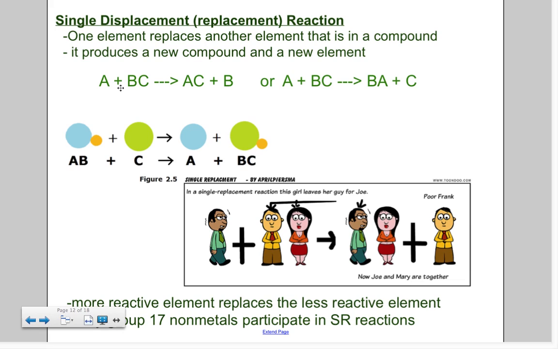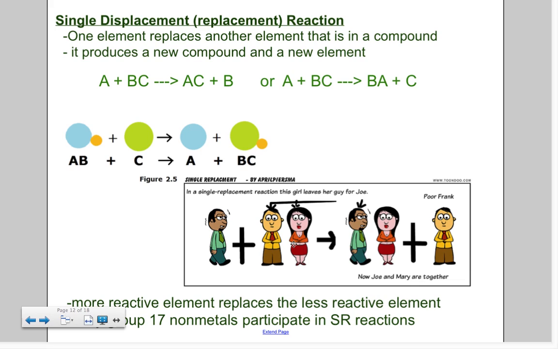So for example, A plus BC, if A is a metal, it trades places with the metal B, and so AC will combine with B. If A is a nonmetal, it trades places with the nonmetal C, and then we would get BA plus C. So the key to remember in this here is that metals trade places with metals, and nonmetals trade places with nonmetals. So here's another example here in picture form that you can see that might help.